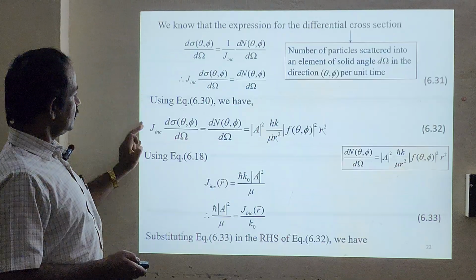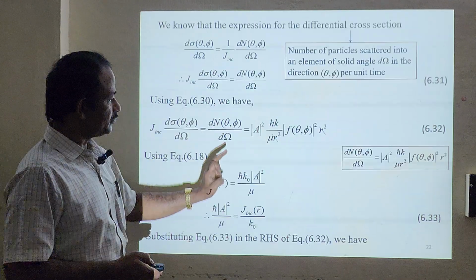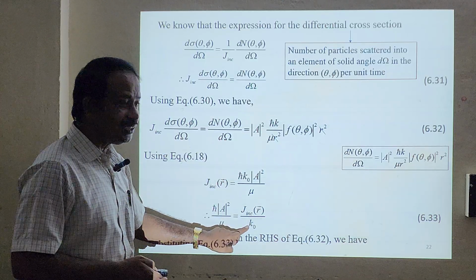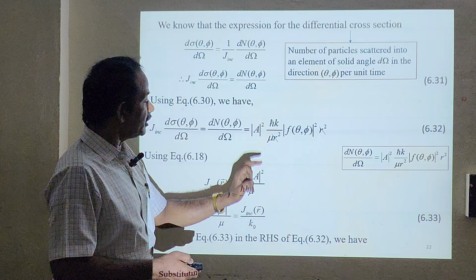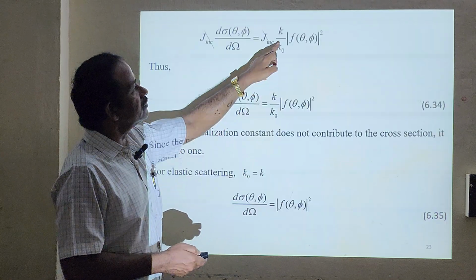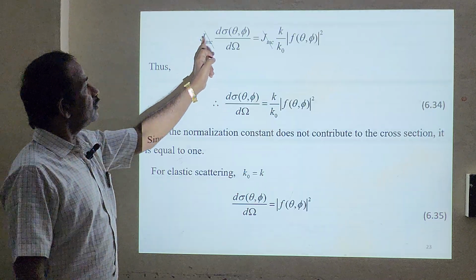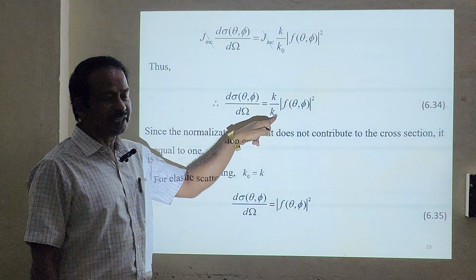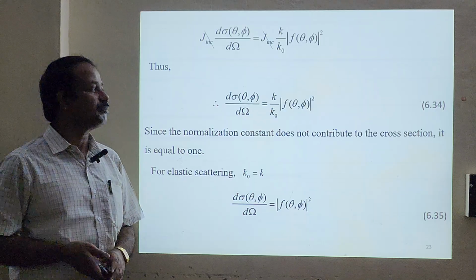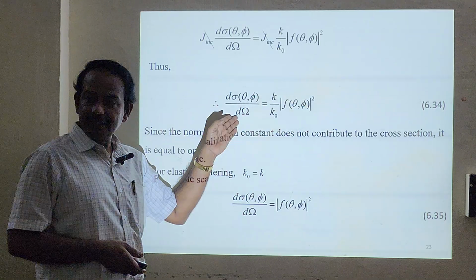So J incident dσ/dΩ is equal to this one, J incident by k naught, and the remaining term will be k into the scattering amplitude squared. Any doubt? This one and this will cancel. So we have dσ/dΩ equals k by k naught times |f(θ, φ)| squared. This is the relation between scattering amplitude and differential cross section.